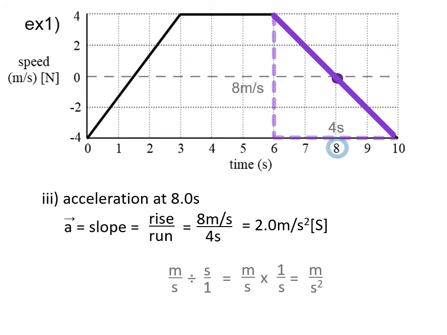Now, how did I get the direction south in my final answer? Well, that's because the slope is negative. And this graph has been set up so that north is positive. So if north is positive and the slope is negative, that means at this time we are accelerating in the south direction.